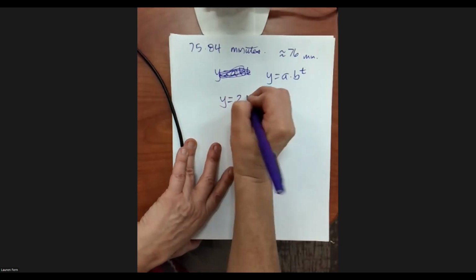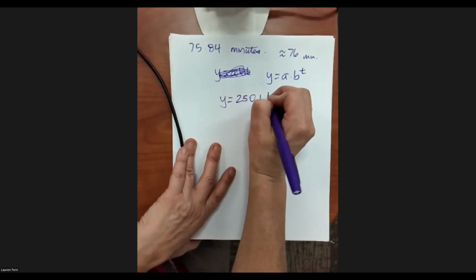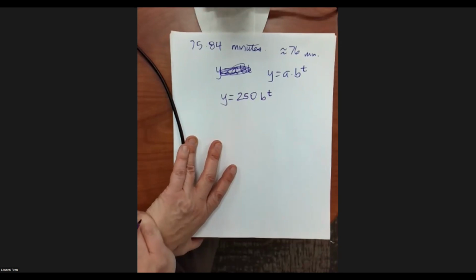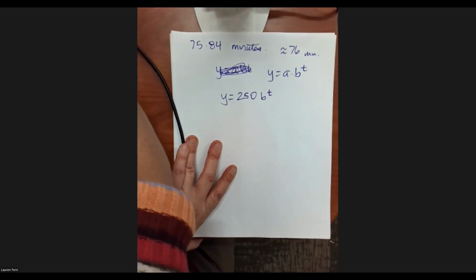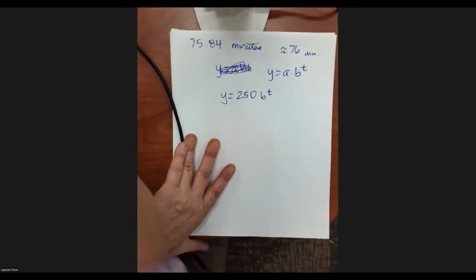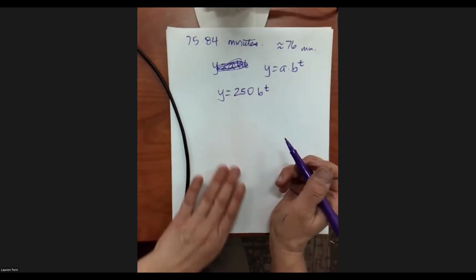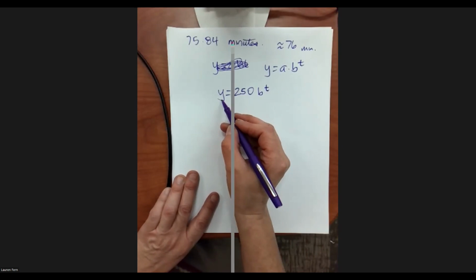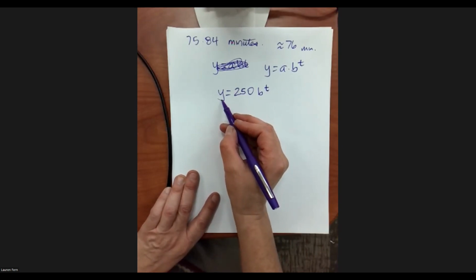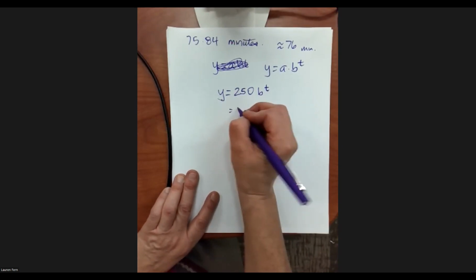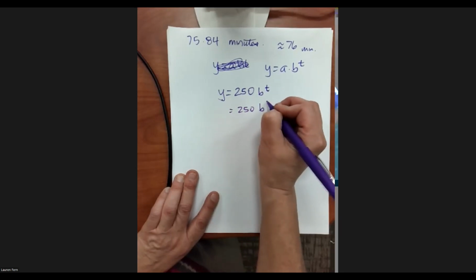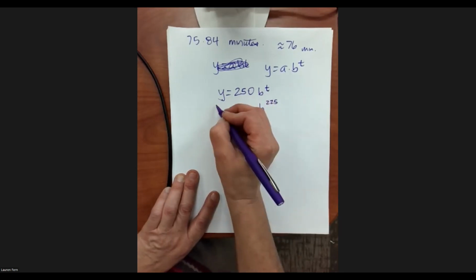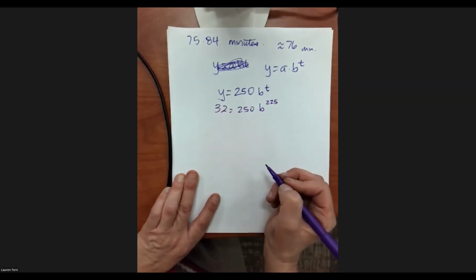So do you agree we can start out by saying that this is my function? Okay. Now, the other piece of information that we're given is that when t is 225, y is equal to 32. Right? Didn't we have that after 225 minutes, we were left with 32 milligrams?